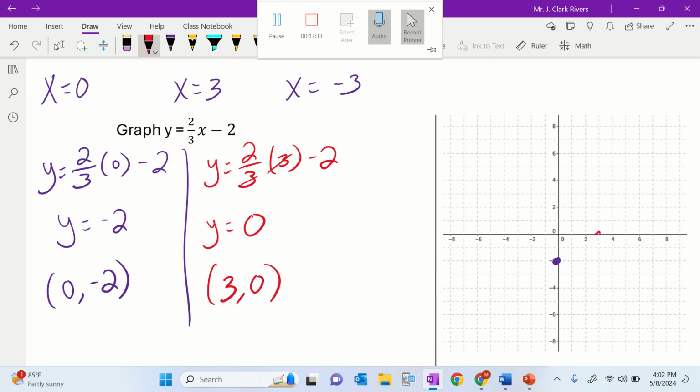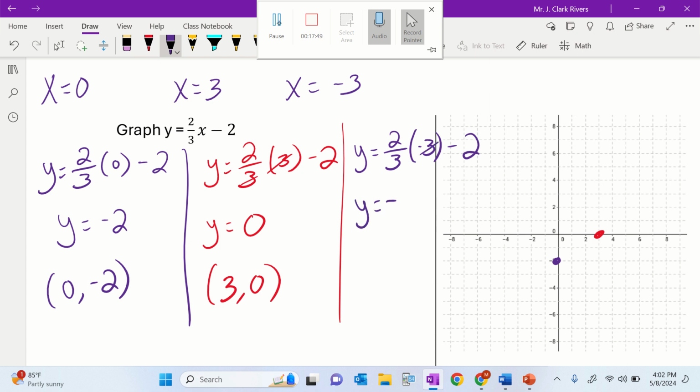3, 0 is that point right there. And then finally, x is negative 3. y equals 2/3 of negative 3 minus 2. So we know that we have a positive times a negative. That's going to be negative.